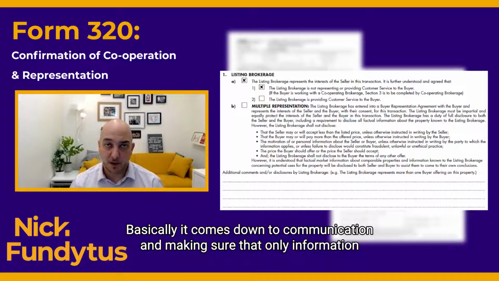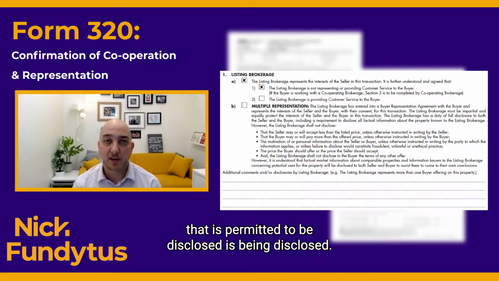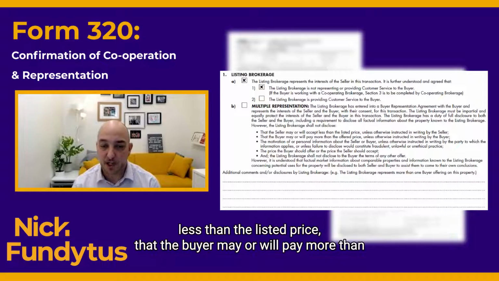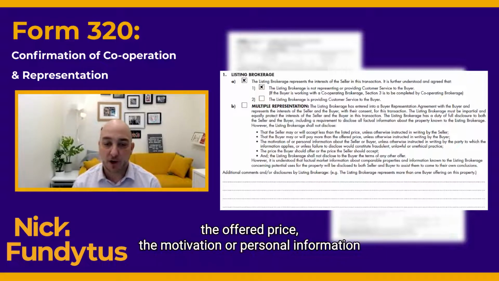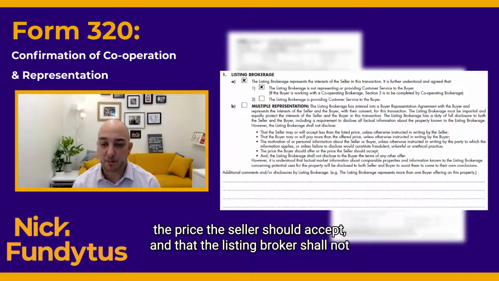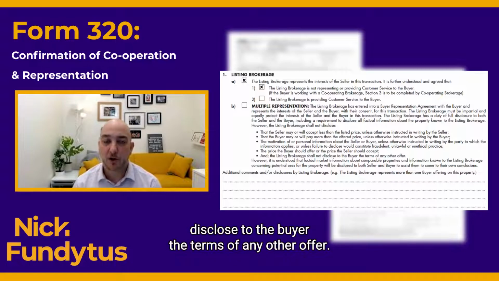Basically, it comes down to communication and making sure that only information that is permitted to be disclosed is being disclosed. So not that the seller may or will accept less than the listed price, that the buyer may or will pay more than the offered price, the motivation or personal information about the buyer or seller, the price that the buyer should offer or the price the seller should accept, and that the listing broker shall not disclose to the buyer the terms of any other offer.